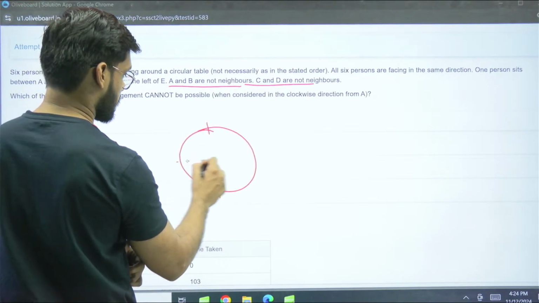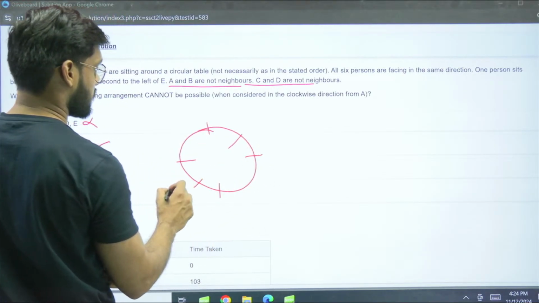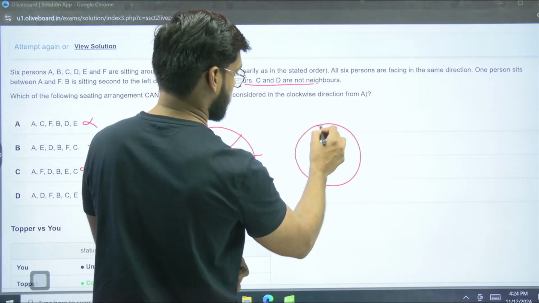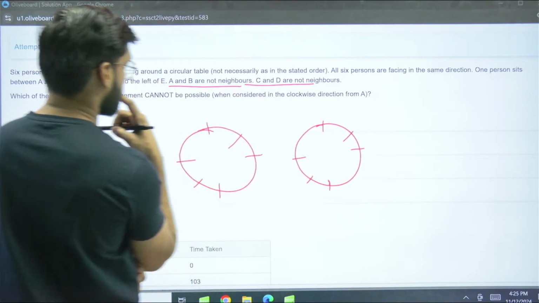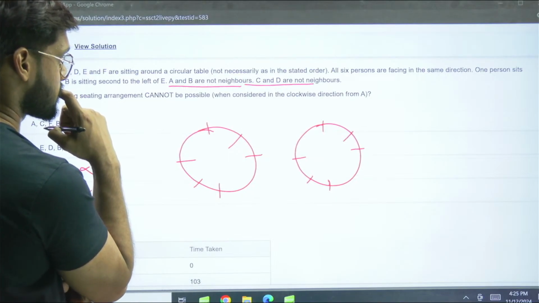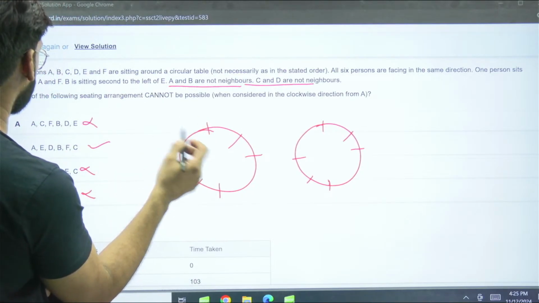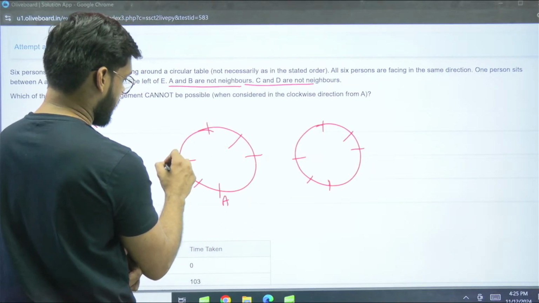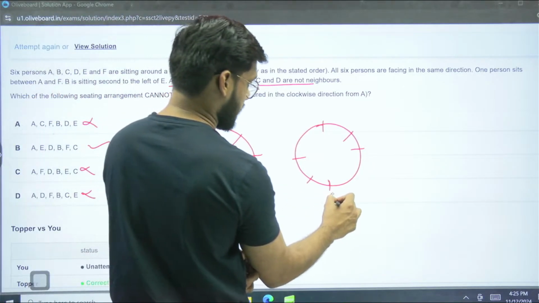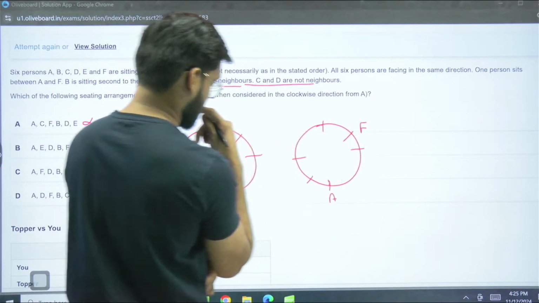Positions 1, 2, 3, 4, 5, 6. Let's take one more possibility, like this. One person sits between A and F, A and F either like this or like this.